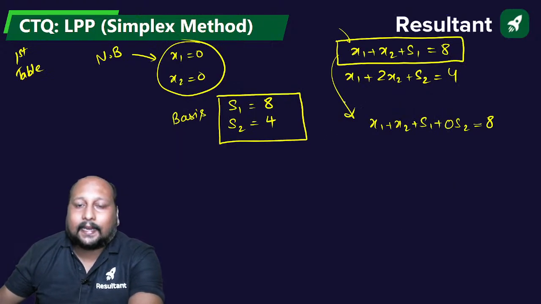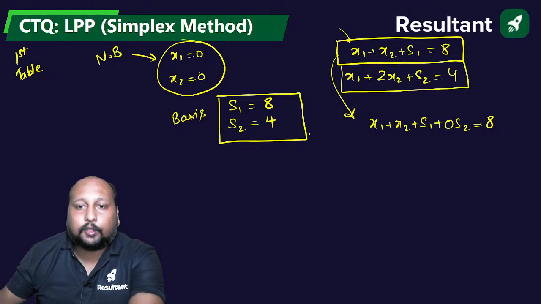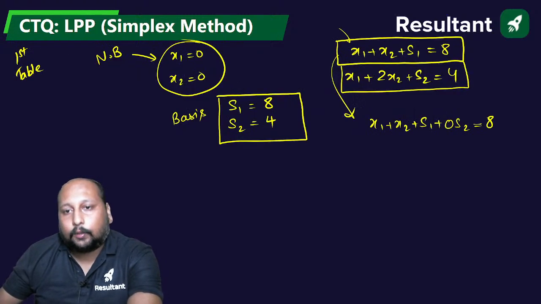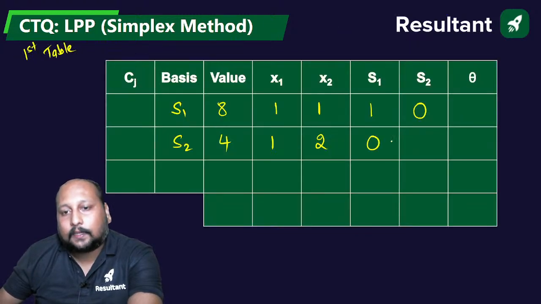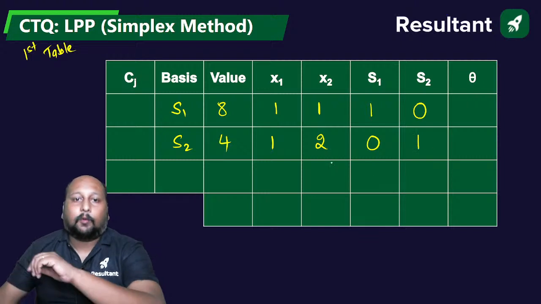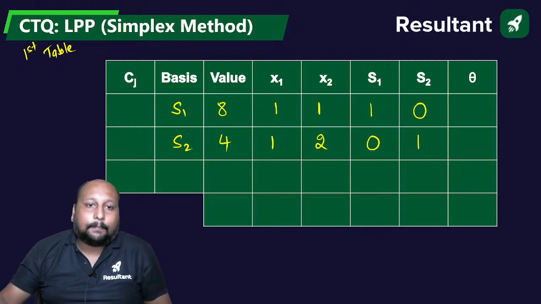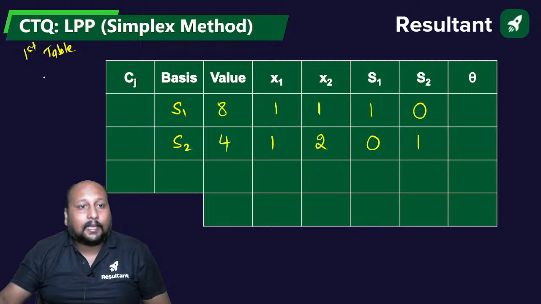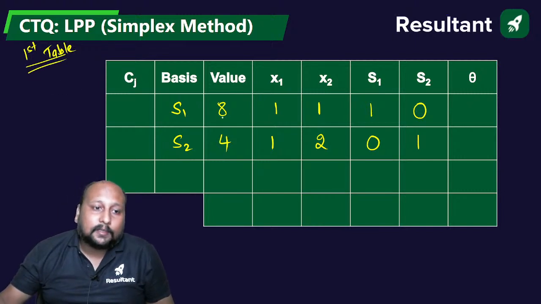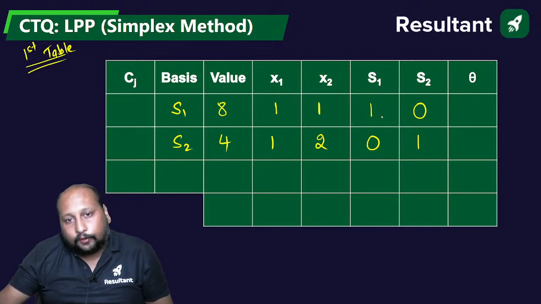Similarly, in the second equation, x1 is having a coefficient of 1, x2 is having a coefficient of 2, s1 is not present so that is 0, and s2 is having a 1. So I have written the bases s1 and s2 for table number 1, whose values are 8 and 4, and I have written the coefficients over here.